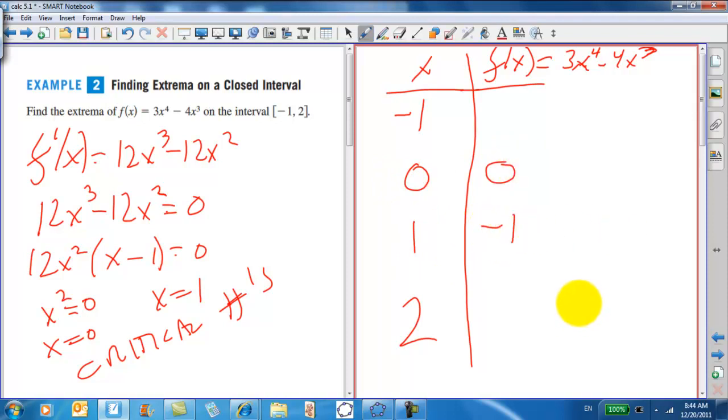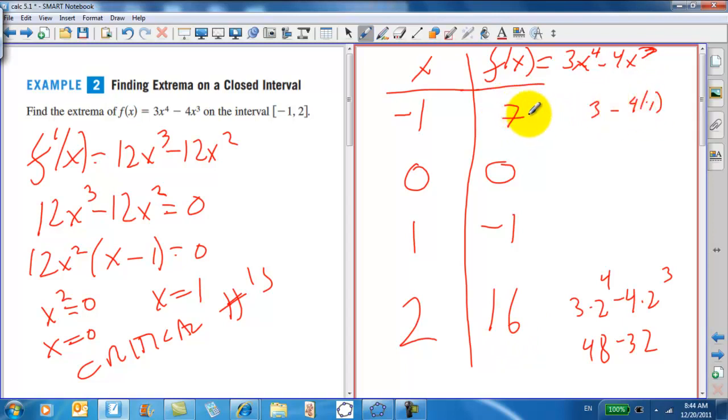2 is a little trickier there. You're going to get 3 times 2^4 minus 4 times 2^3. Notice I'm using direct substitution because synthetic's just going to be too many zeros. So we get 48 - 32, or 16. And you put in -1, you're going to get 3 minus 4 times -1, so you get 7. So we get our max equals 16, and our min equals -1.